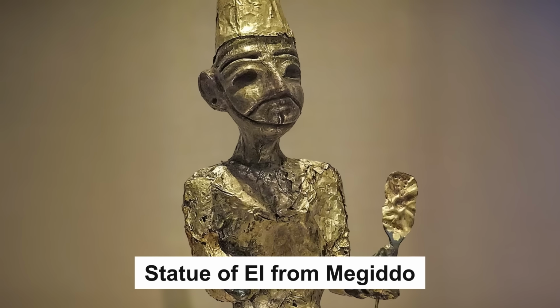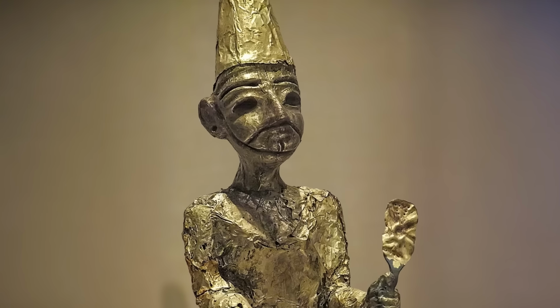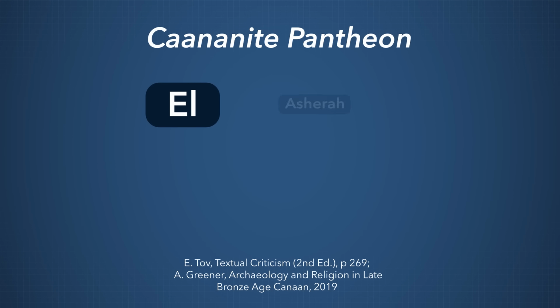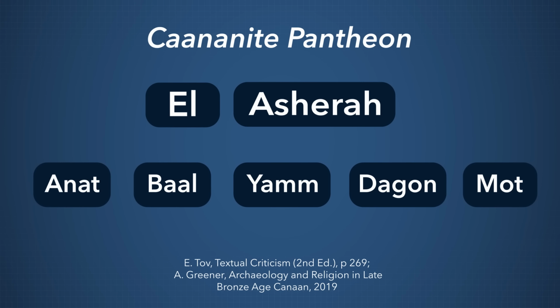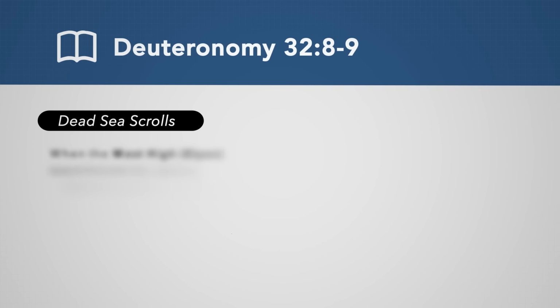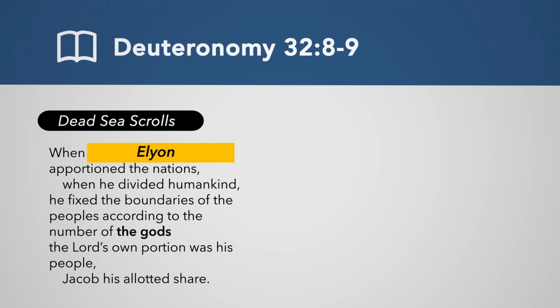Emmanuel Tov explains that Elyon, or El, is not the Yahweh of the Hebrews, rather the chief god El from the Canaanite and Ugaritic pantheon of gods. So in this text, Elyon divided up the nations and apportioned them to various gods, the sons of El. Yahweh received the family of Jacob as his share of the inheritance.